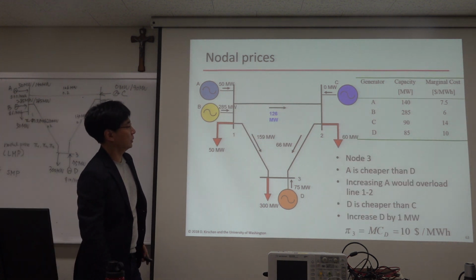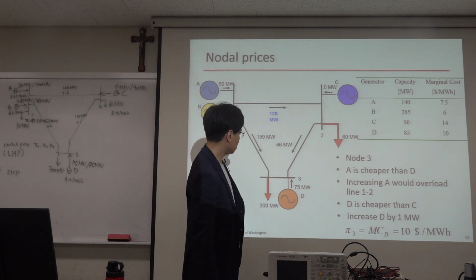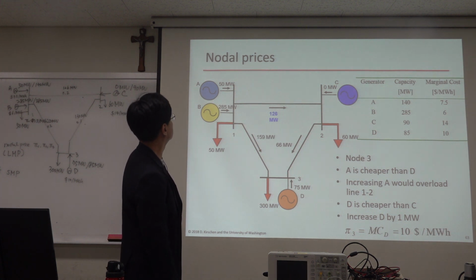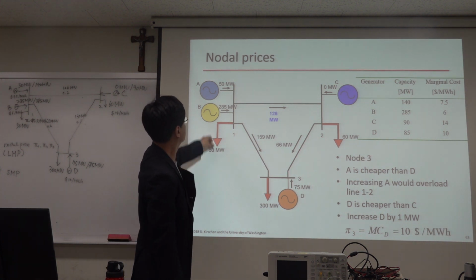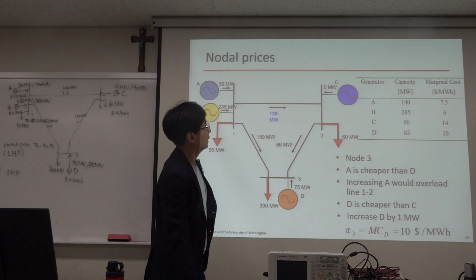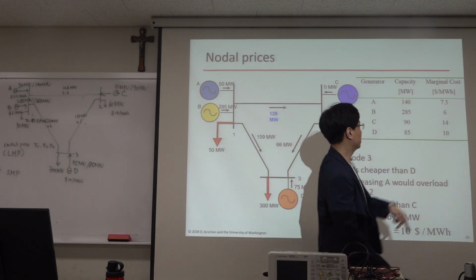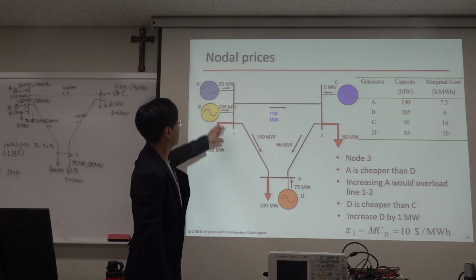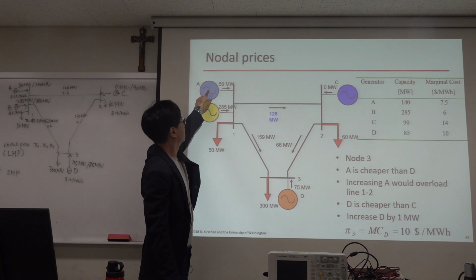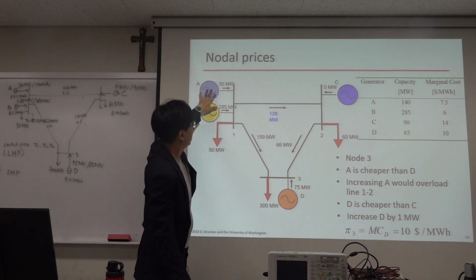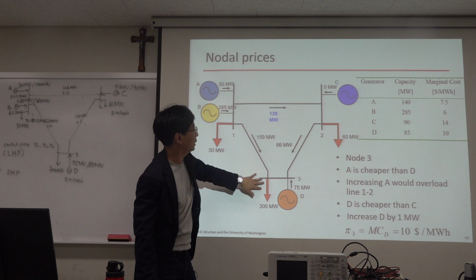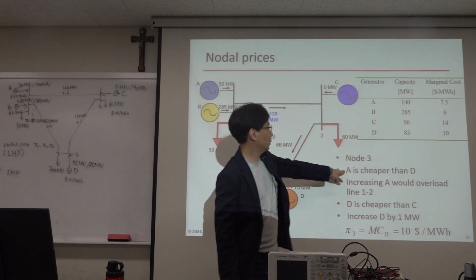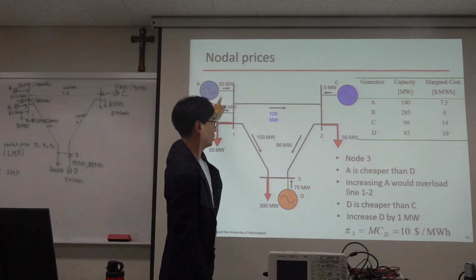And let's go to node 3 here. When the load here is increased by 1 megawatt, what can you do? So A, D. This is the price. A is cheaper than D, but in this case, you cannot increase the power of A because then it flows like that and flows like that, and this is already at its maximum. So even if A is cheaper than D, you cannot increase the power of A.